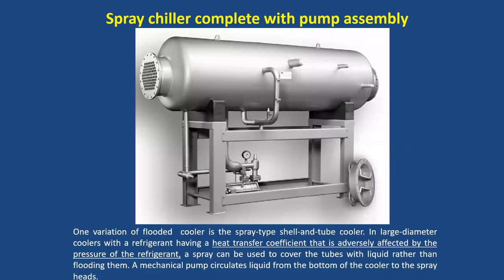This is an advanced spray chiller manufactured by Kirloskar Coolant. So one variation of the flooded cooler is a spray type shell and tube. This is another advanced type of flooded shell and tube. In that case, the pump is installed at the bottom, and the pump continuously pumps the bottom refrigerant and sprays it over the cooling coils. So more automation is taking place, and the heat transfer coefficient increases substantially, because the heat transfer coefficient is adversely affected by the pressure, and the spray can be used to cover the tubes with the liquid rather than flooding them.